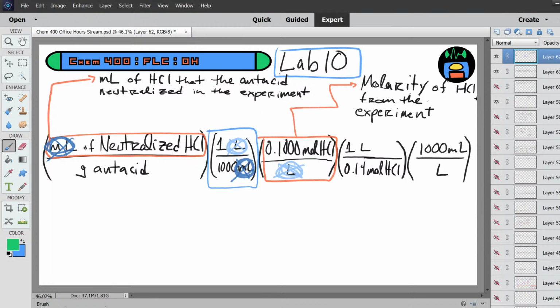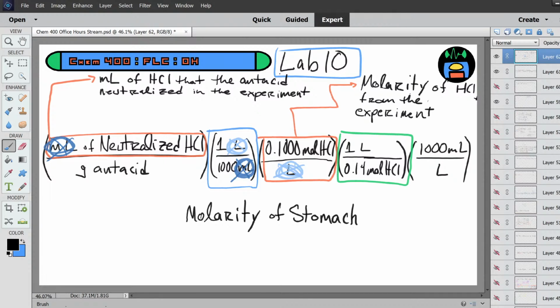Now, this quantity, if you're like, what the heck is this thing? This is the molarity of stomach acid. We used a concentration of HCl that was not exactly the molarity of stomach acid. So we know how many milliliters of our HCl got neutralized, but we need to use the molarity of stomach acid to convert it, because it's a different concentration, so a different volume of stomach acid will be neutralized than the volume that was neutralized in this experiment. So this right here is the molarity of the actual acid in our stomachs.